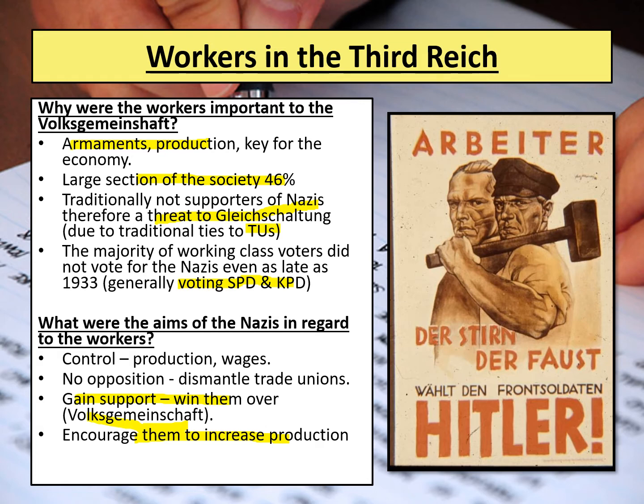And they also want to try and control them. They want to control everything they're doing in terms of production, what they're producing, and things like their wages. And as part of that, it's about making sure that they limit opposition. They do that by doing things like dismantling their trade unions in May 1933, as part of this early phase of consolidating their position and getting rid of political opposition. Pause the video here if you want to make any notes.